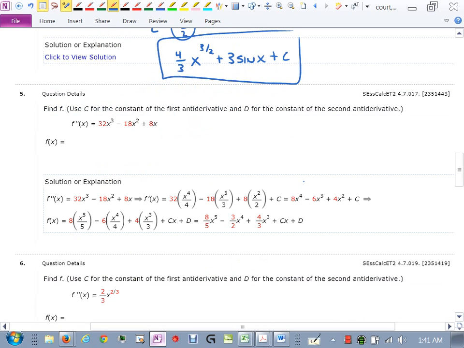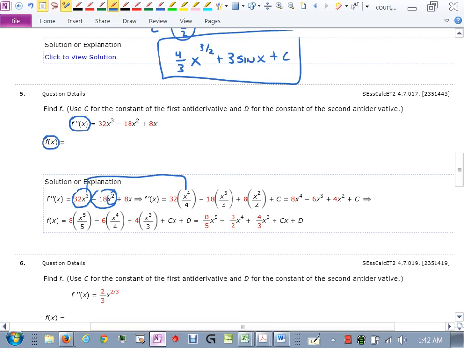Okay, so on this one, I'm just going to walk through this. We are given the second derivative, and we want to get back to the original function. So we have to do the antiderivative twice. So we start with this. We do power rule on x to the 3rd and get that. Then we do this one.